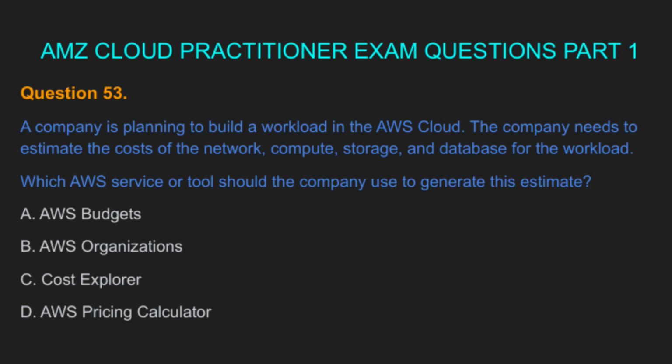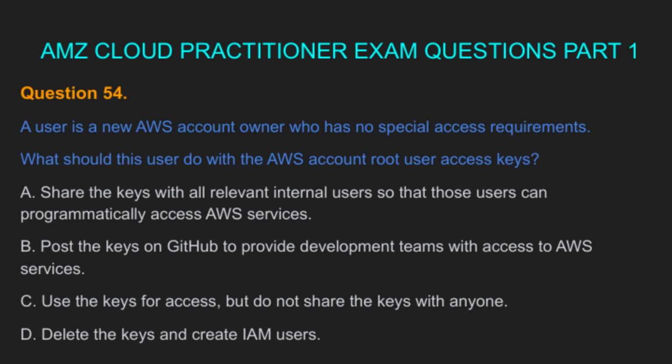Question 53. A company is planning to build a workload in the AWS cloud. The company needs to estimate the costs of the network, compute, storage, and database for the workload. Which AWS service or tool should the company use to generate this estimate? A. AWS Budgets. B. AWS Organizations. C. Cost Explorer. D. AWS Pricing Calculator. The correct answer is D. AWS Pricing Calculator.